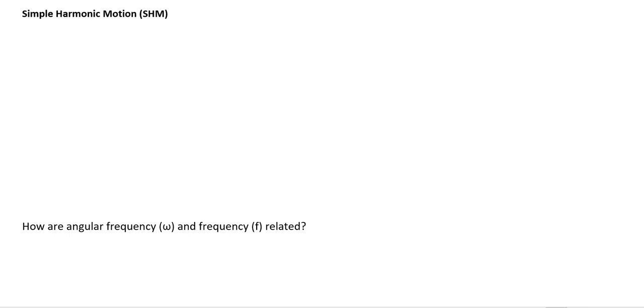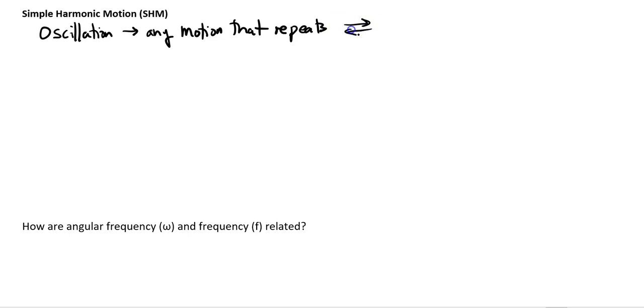Okie dokie. So today we're going to go ahead and talk about simple harmonic motion. First, before we talk about simple harmonic motion, let's talk about an oscillation. An oscillation is just any motion that repeats itself. So that could be someone running back and forth, like a person running to one cone and then back to another cone and back to that cone, and back and forth, just like that kind of thing.